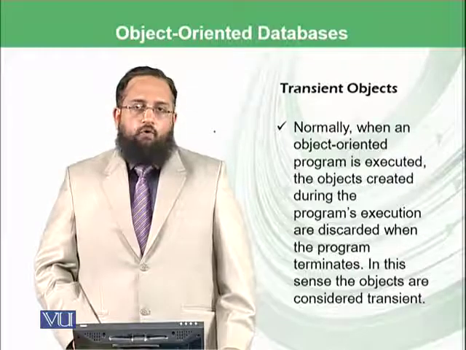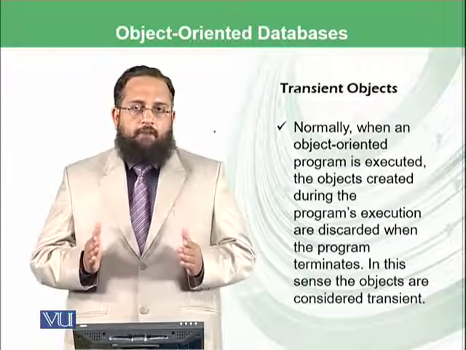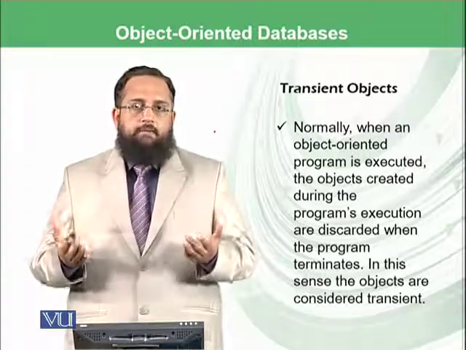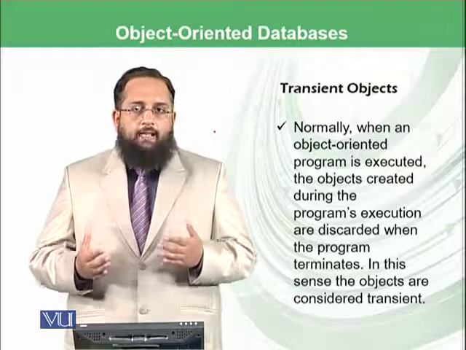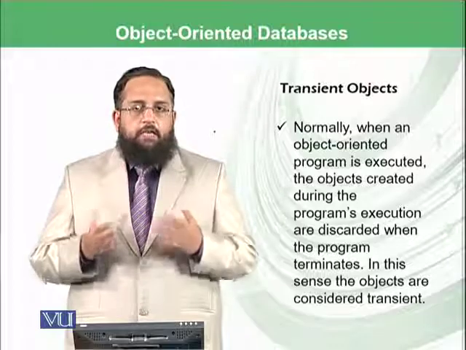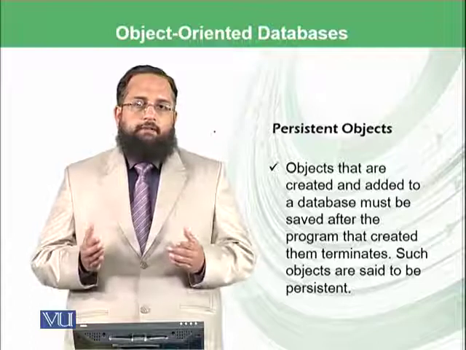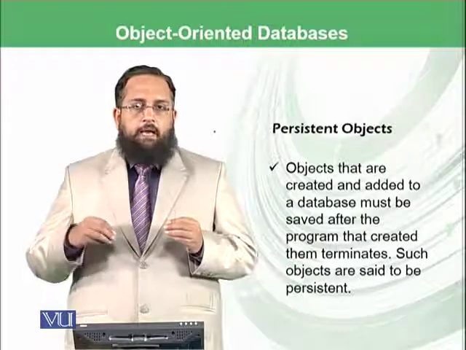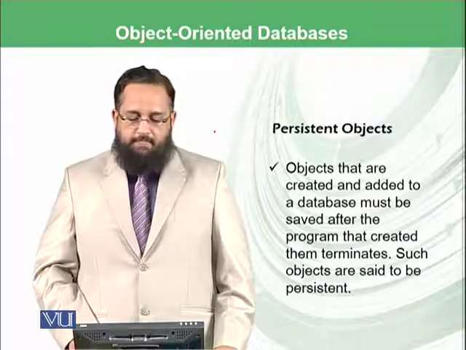So there are two types of objects. One is called transient objects. Normally in the object-oriented paradigm, when you create an object and you try to implement some problem using the object-oriented paradigm, at the end you throw away all of the objects which are residing in the memory. Such objects are known as transient objects. However, in the object-oriented database model, we need to store such objects in secondary storage. So such objects are called persistent objects.